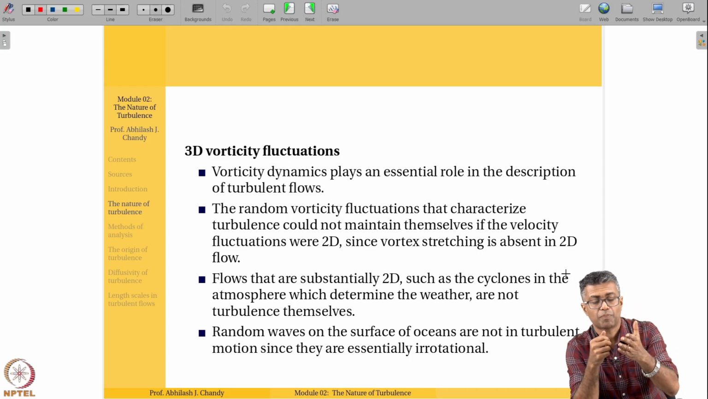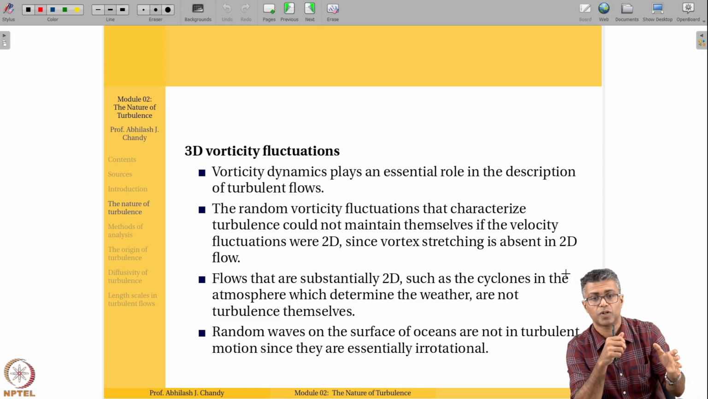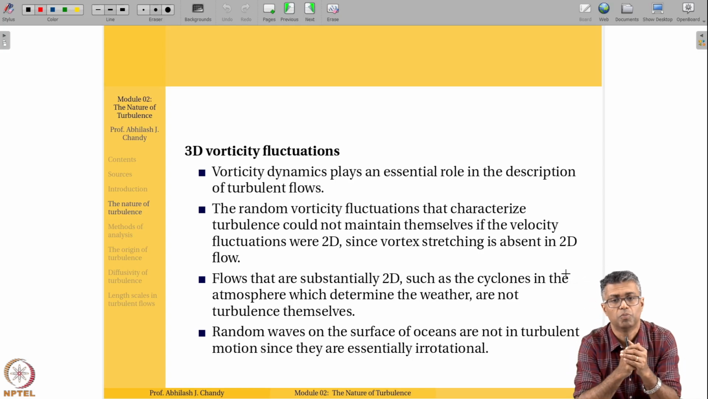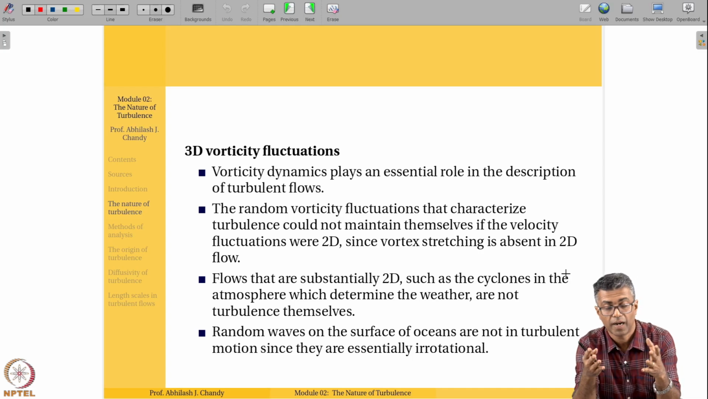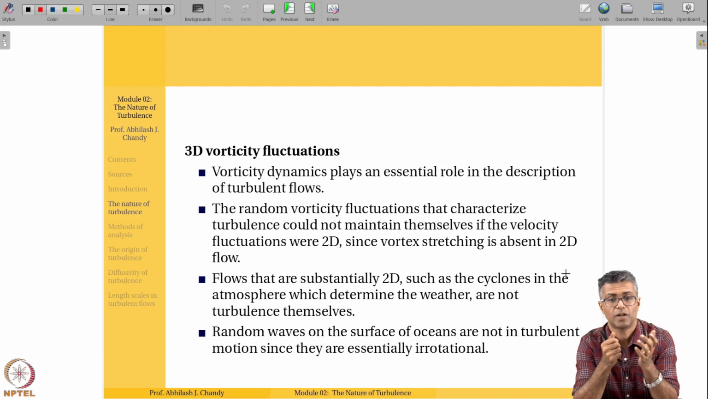An example would be flows that are substantially 2D, such as cyclones in the atmosphere, which determine the weather. They are not turbulent themselves. They are 2D, and they look turbulent, but they are not turbulent because they do not have the vortex stretching term. Another example is random waves on the surface of the oceans. They are not turbulent motion, as they are essentially irrotational. They don't have vorticity.